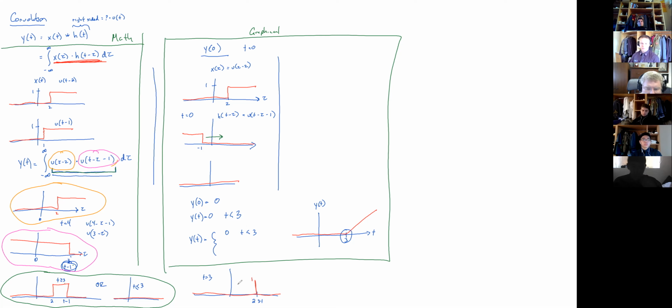What we found here is that you're going to evaluate one of two different integrals. Your integral is either going to be on the left, between 2 and t minus 1, d tau, if t is greater than 3, or you're going to be taking the integral of 0 d tau for t less than 3.